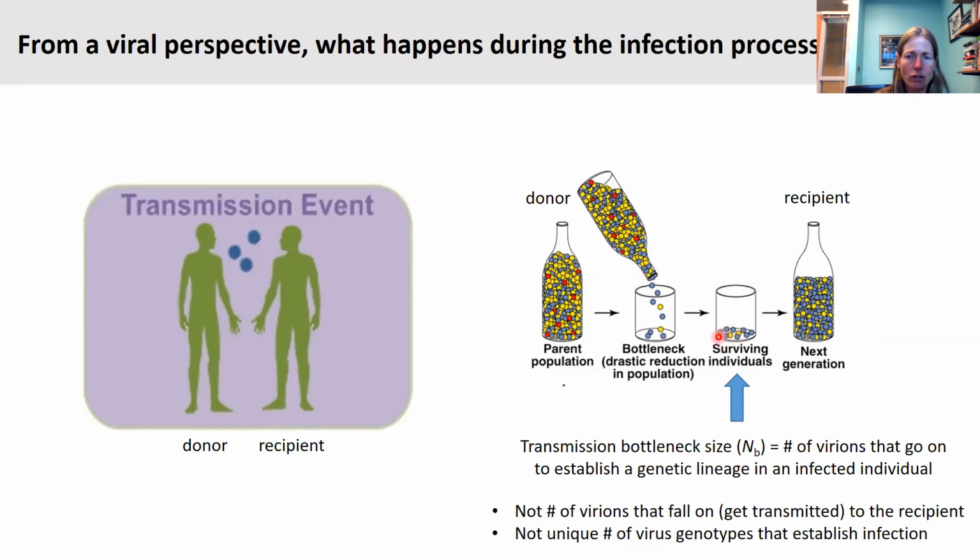But here, it's not 2. Here it would be on the order of 10 or something like that, the transmission bottleneck size. So it's not the number of virions that fall on the recipient, but it's also not the unique number of virus genotypes that establish infection. It's this population size of viral particles that goes on to establish genetic lineages in the recipient host. Okay.